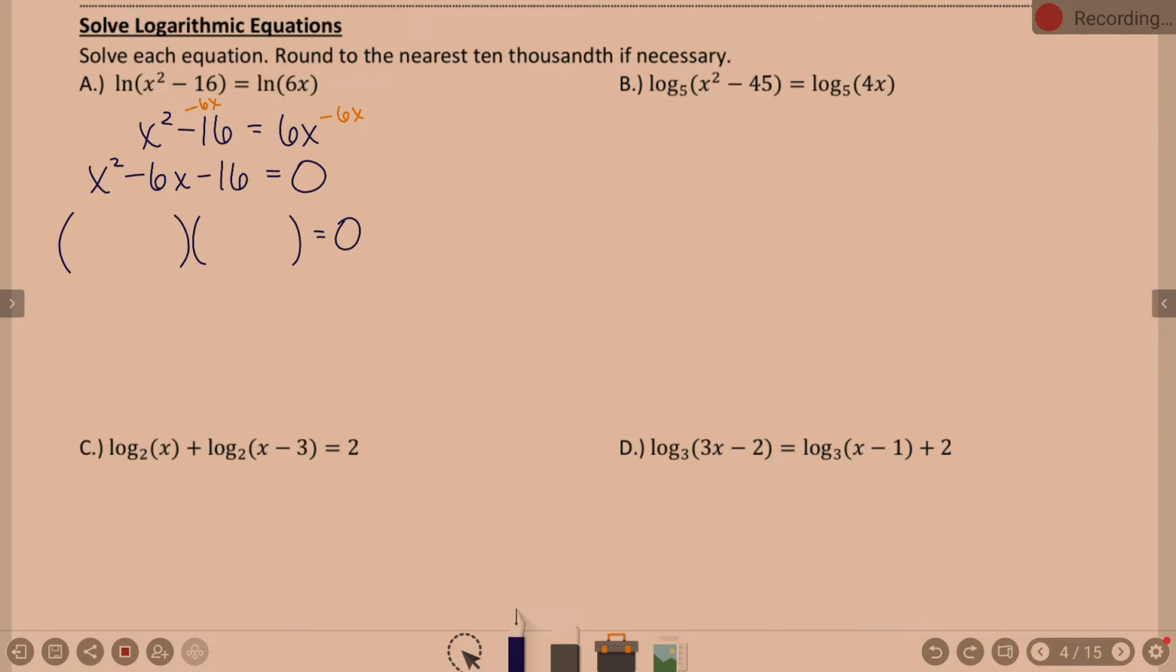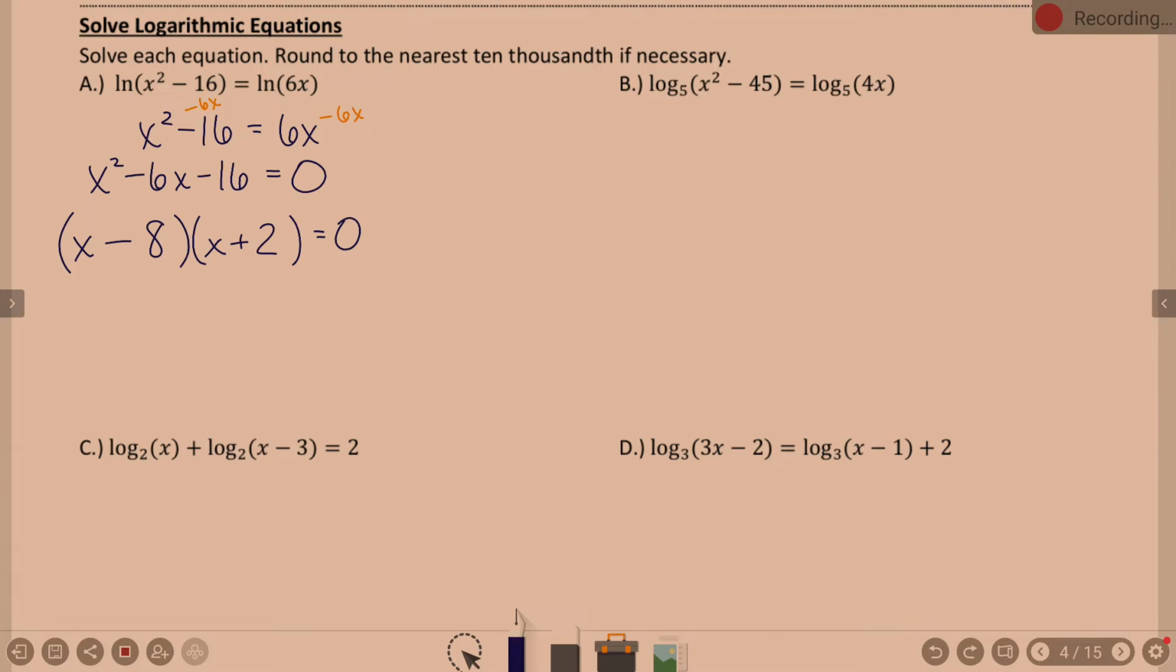Set up to factor, right? X squared is going to break into x and x. What kind of numbers do I need? 8 and 2. And that is a positive 2 minus 8, because they multiply to be negative 16, and they add to be negative 6.